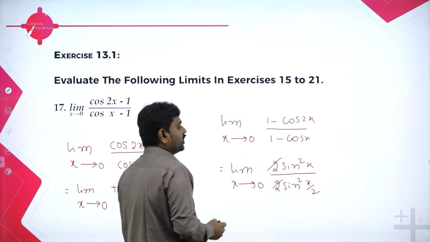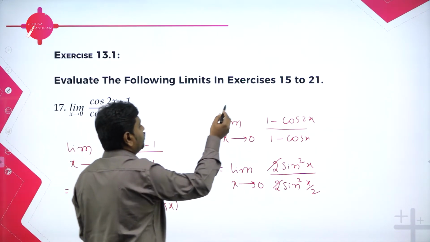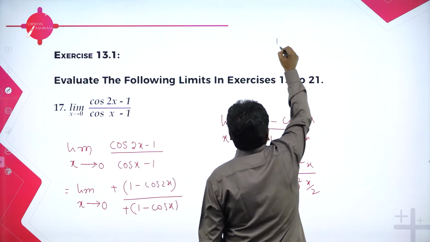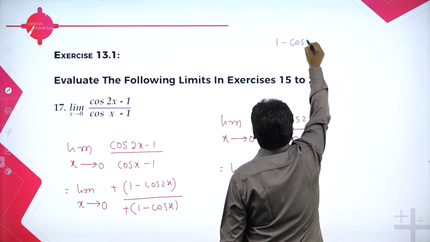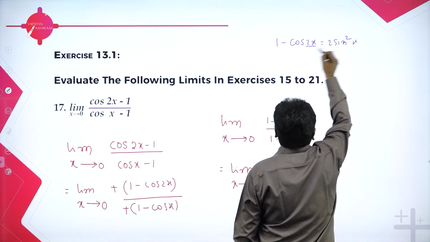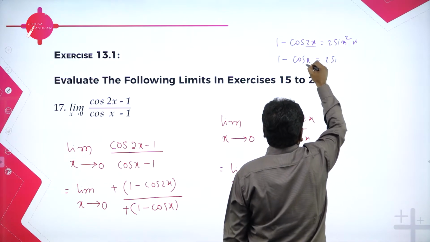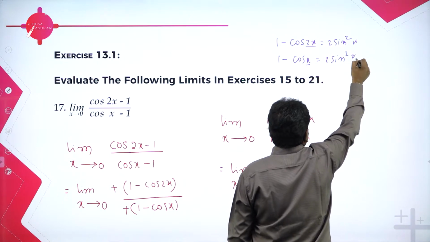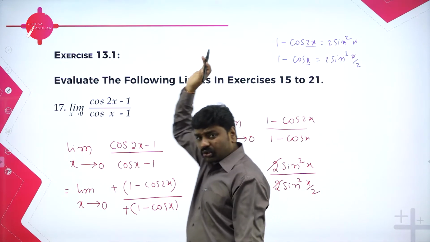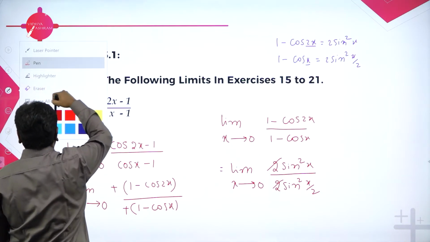I am using the multiple angle formula, so please memorize this formula. We can derive it from cos 2 theta. So always remember 1 minus cos 2x gives you 2 sin square x. And similarly 1 minus cos x can be written as 2 sin square half of x, that is 2 sin square x by 2. If it is 1 plus cos x, it will be 2 cos square x. We can derive it. Now further we'll simplify.